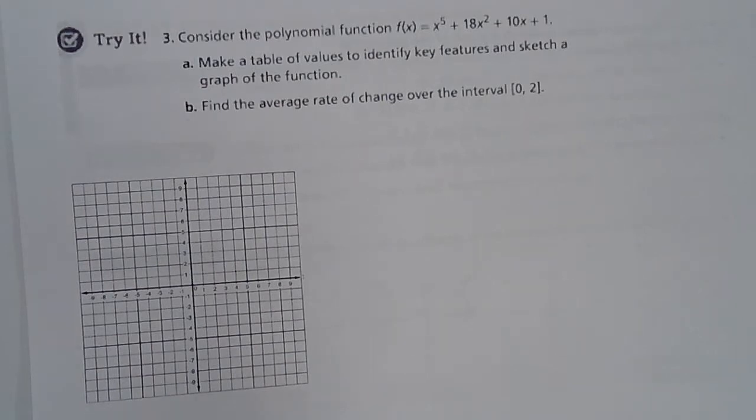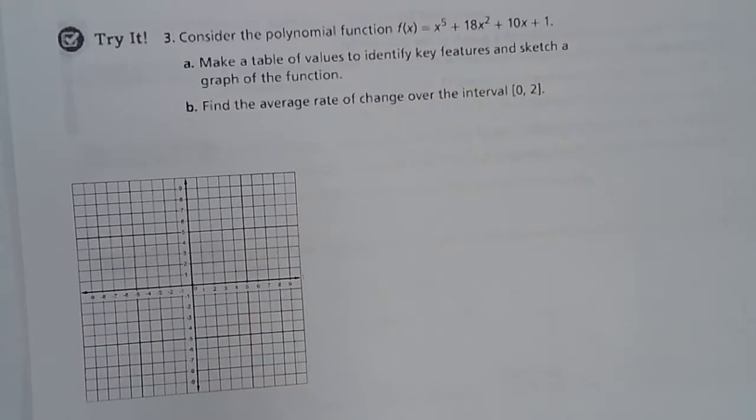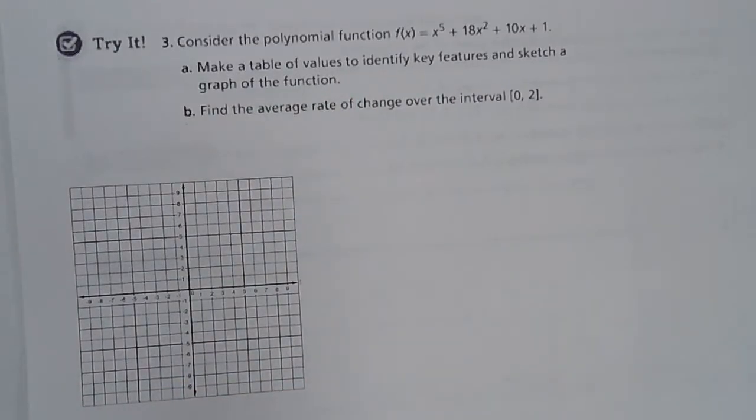All right, so let's just pick up where we left off yesterday. There's none of these graphing problems. So for the most part, you're gonna use your calculator to graph these. There's not a lot of super easy ways to come up with this other than create a table by hand or something like that. So this says make a table of values to identify key features, sketch a graph for the function.